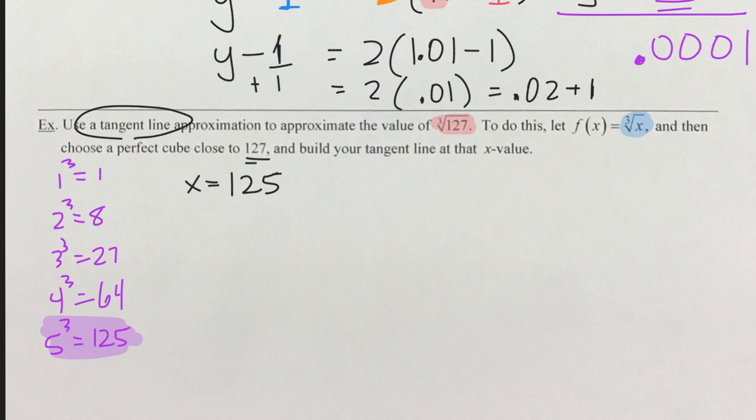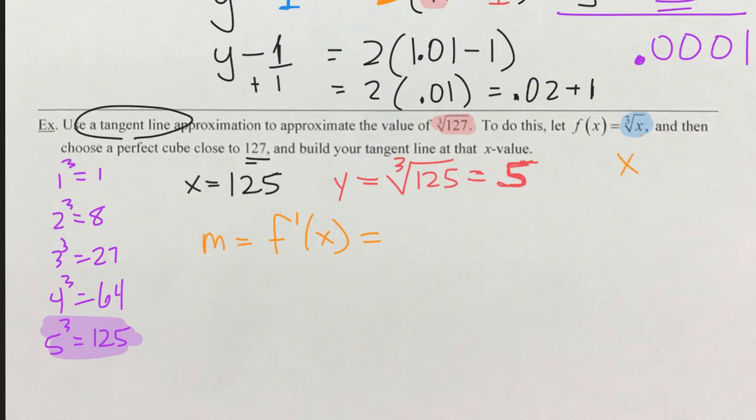Okay, so if x is 125, then y is the cube root of 125, which is 5. That's where the 5 comes in. 5 is the y value. Now the third thing we need to do is find the slope. And the slope is the derivative. So what is the derivative of x to the 1/3 power? That's what the cube root of x is. We want to apply the power rule. That's probably the easiest way to do this. The power rule says 1/3 x to the negative 2/3 is going to be our derivative of x to the 1/3.